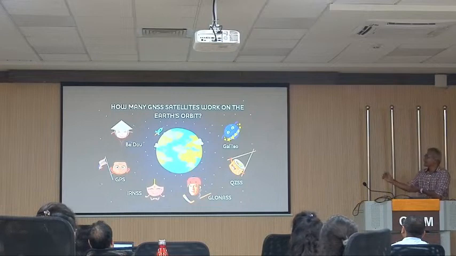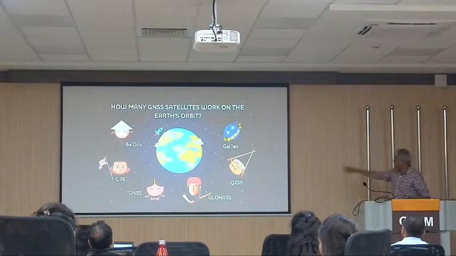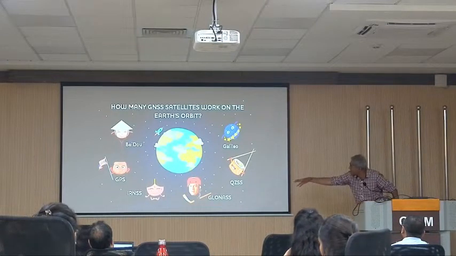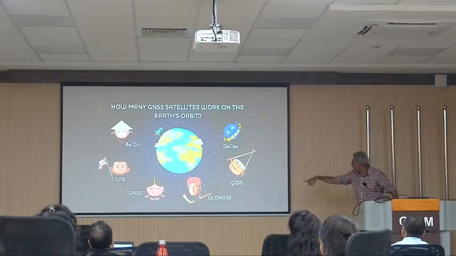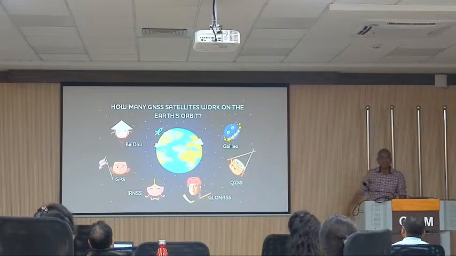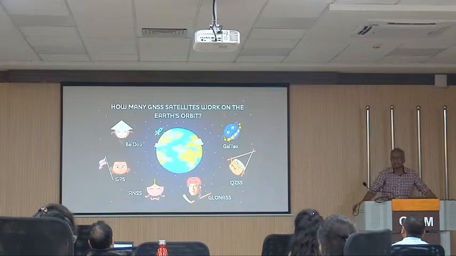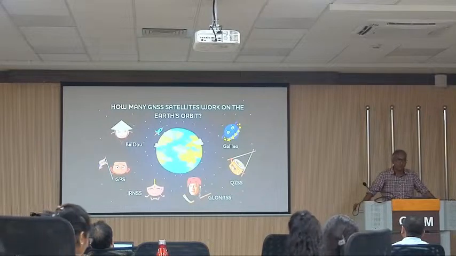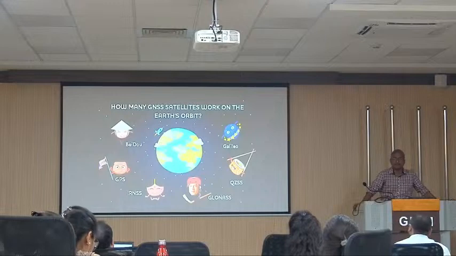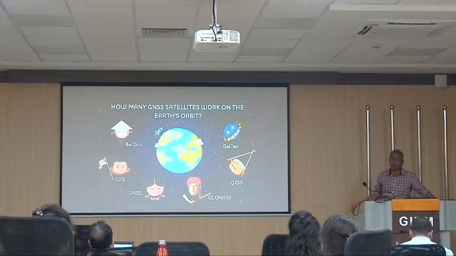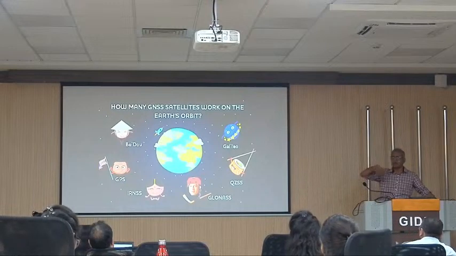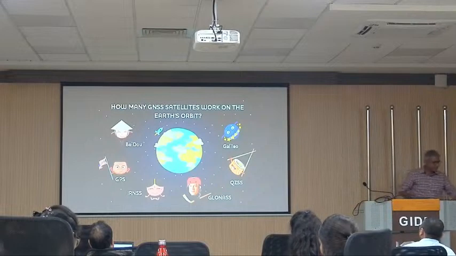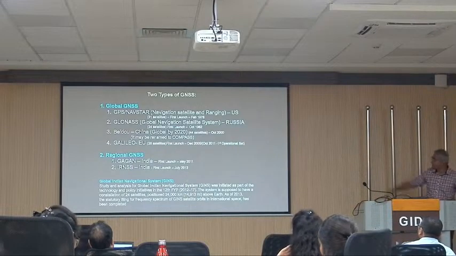So these are the countries that have, except Japan and India, China, US, Russia, and Europe, they have a global navigation system. We still have a regional navigation system. Regional navigation system means that it covers a small portion of the world, focusing on our own country, whereas these other countries which have fully operational constellations can cover the whole globe, right? We'll come to that later on.